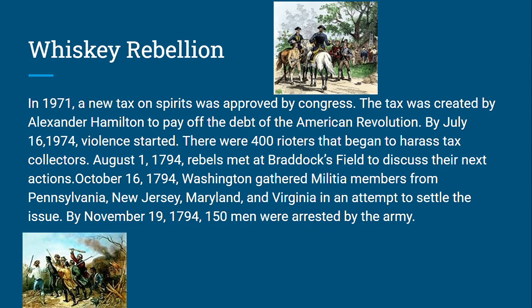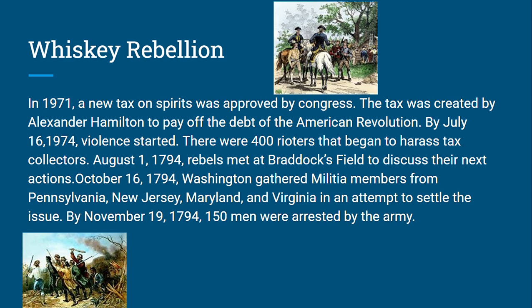Next up, the Whiskey Rebellion. In 1791, a new tax on spirits was approved by Congress. The tax was created by Alexander Hamilton to pay off the debt of the American Revolution. By July 16, 1794, violence had started. There were 400 rioters that began to harass tax collectors.